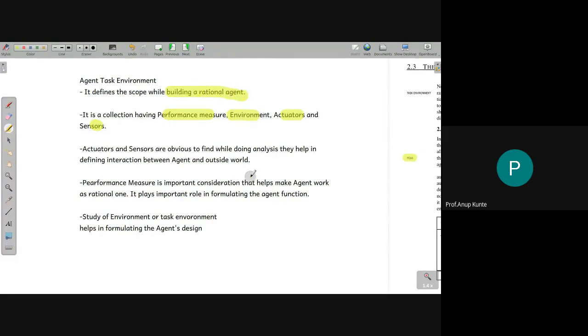So if I want to build a rational agent, okay, the agent task environment will give me some sense of what comes in the scope of that problem. So अगर मुझे rational agent build करना है तो task environment provides me the scope in which I need to work so that I can build a rational agent.